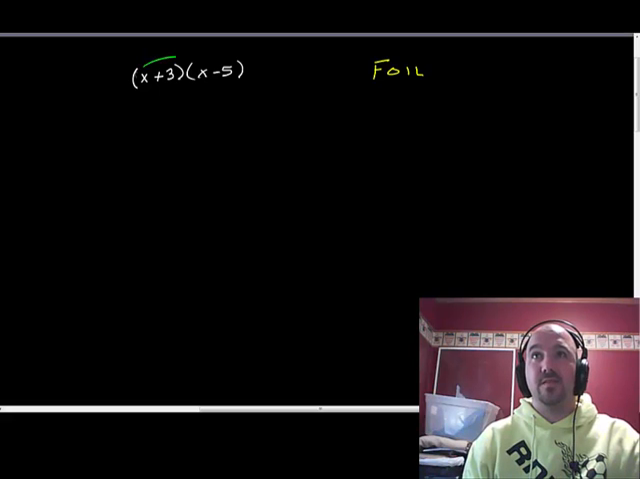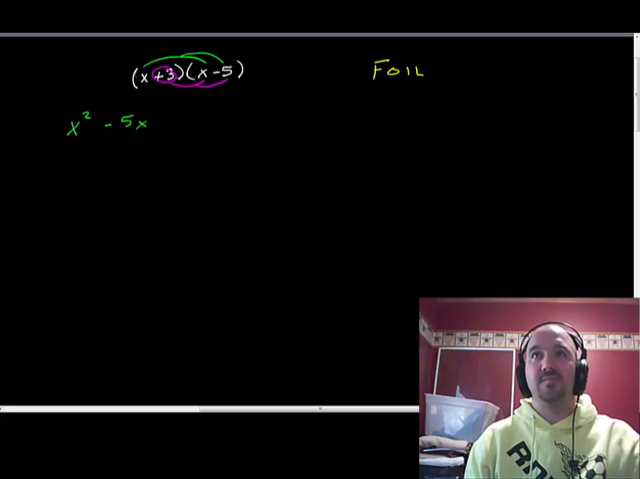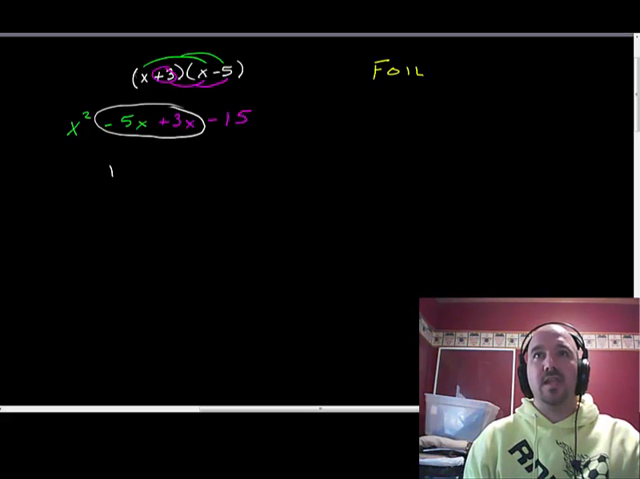So first, then the outsides. And so we end up with x squared minus 5x. And then if we use the inside, so we gather up this term and multiply it in the insides, and then the last. So we're going to have plus 3x minus 15, and you combine like terms right here, and you get x squared minus 2x minus 15.